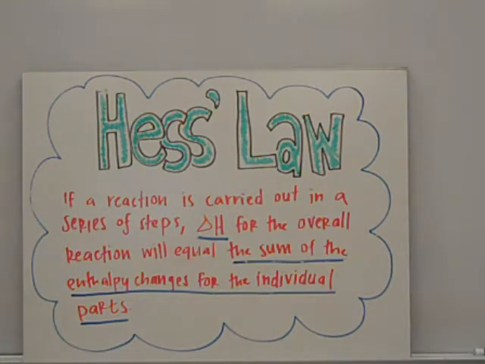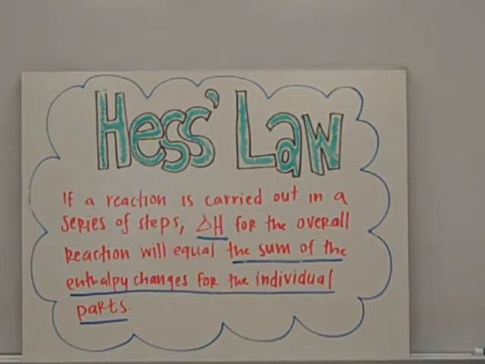So, this means whether a reaction is carried out in one step or in a series of steps, which it often does. You may not be able to tell on paper because it just looks like one step, but it's actually a multi-step process. Anyways, whether it's one step or a series of steps, the sum of the enthalpy changes associated with the individual steps must be the same as the enthalpy change associated with the one-step process.